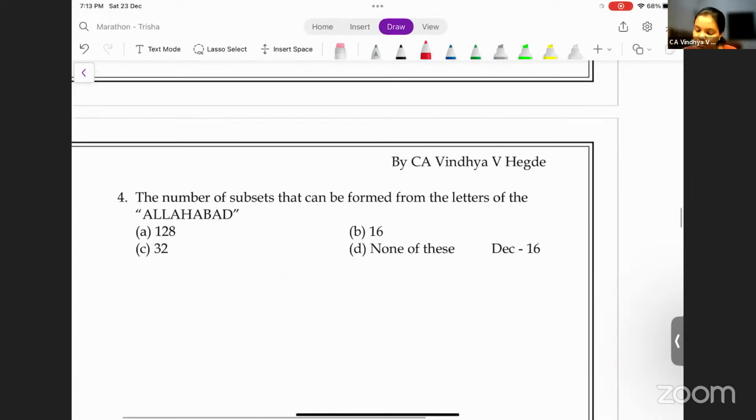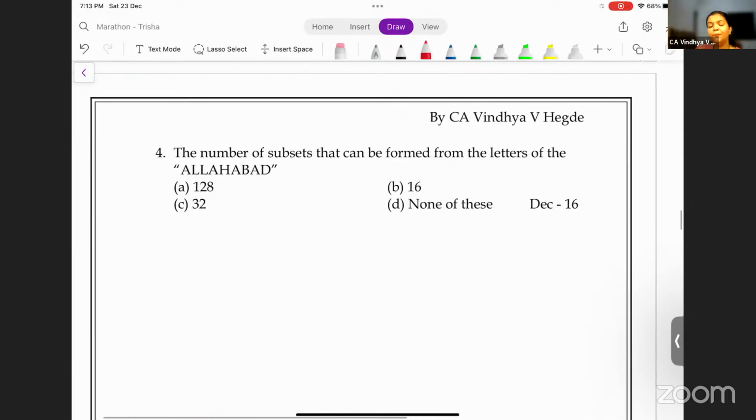Next question. The number of subsets that can be formed from the letters of the word Allahabad. What is the word here? Allahabad. What you have to find? Number of subsets. To find the number of subsets, this word should be written as a set first.